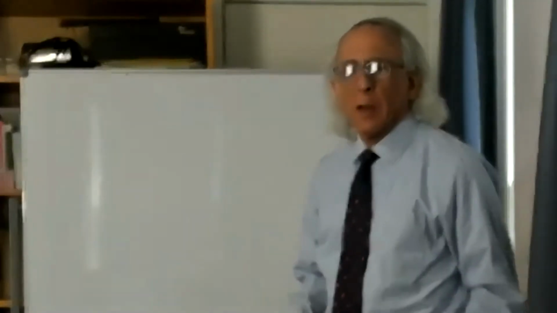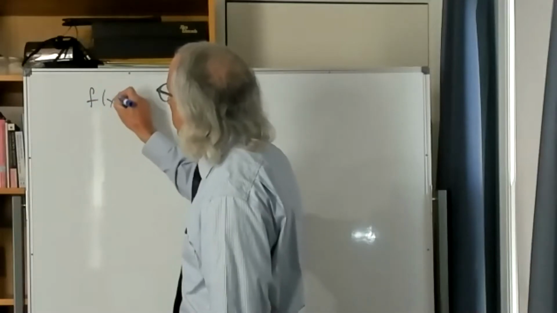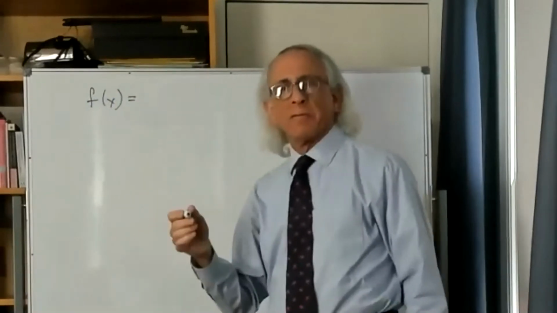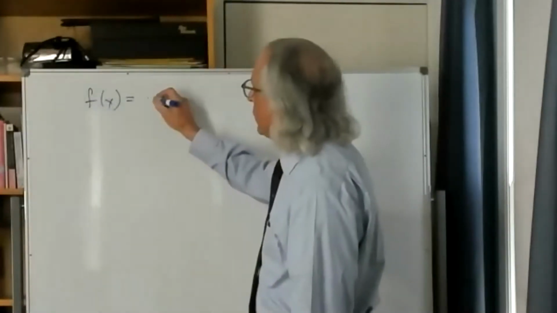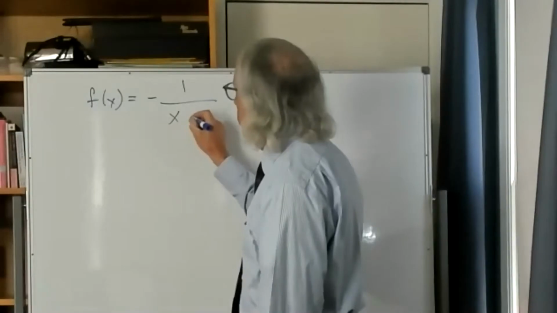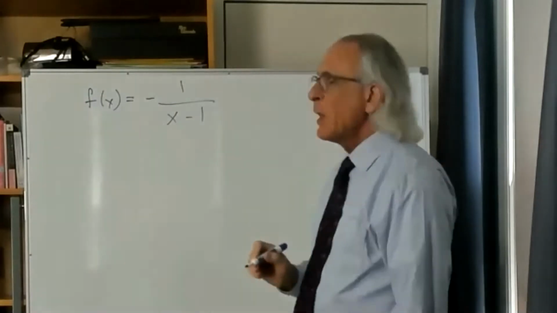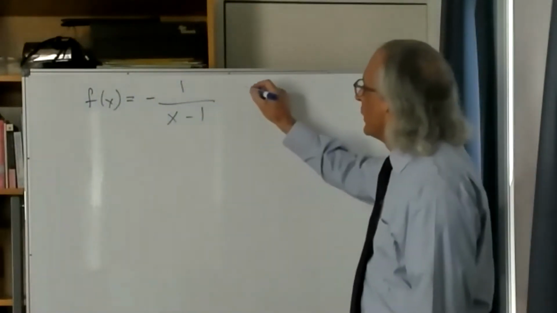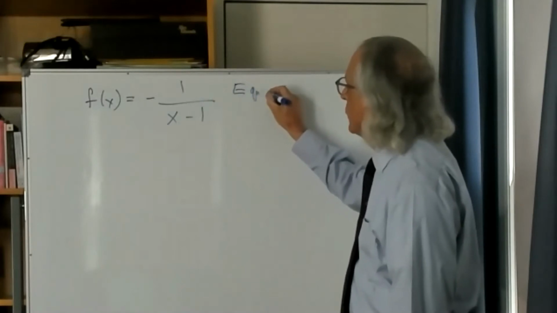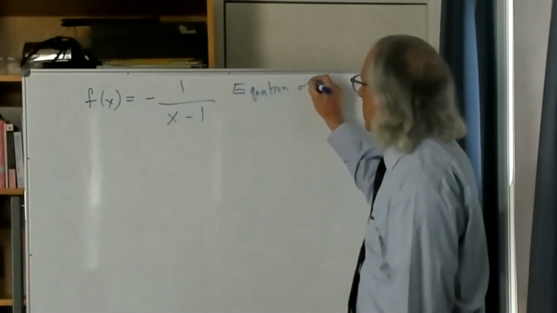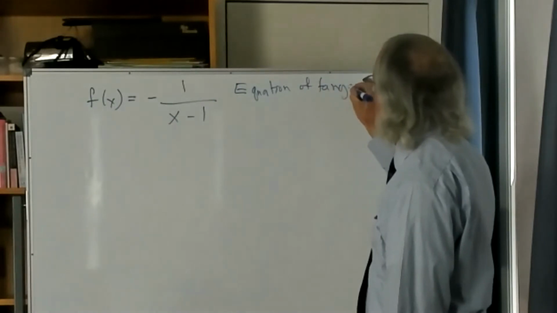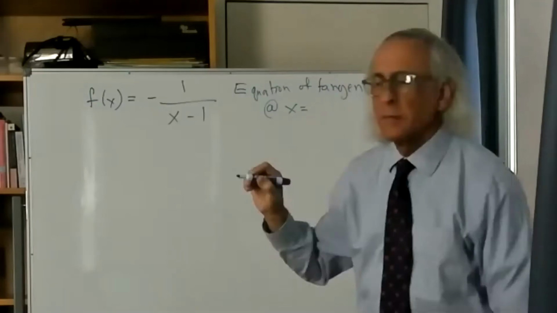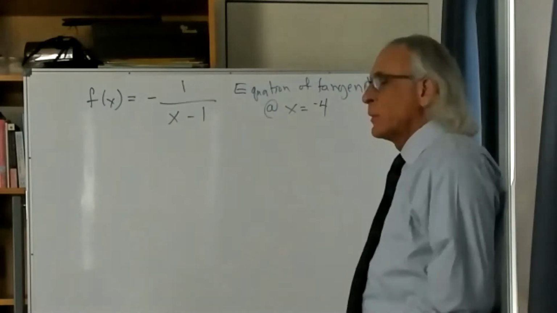Okay, good. So I have a function. Now they use y. I'm going to call it f of x, because y equals f of x, same thing. And the function is -1 divided by x minus 1. And I have to find the equation of the tangent at x equals -4. That's what I'm trying to find.